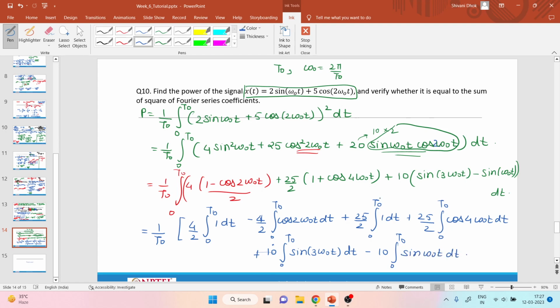Now this omega naught is basically 2 pi by T naught. So whenever I am having an integer multiple of omega naught, if I integrate this sine or cosine over an integer multiple of T naught, then this reduces to 0. So all the sine and cosine terms go to 0, and the only terms remaining are this one and this one.